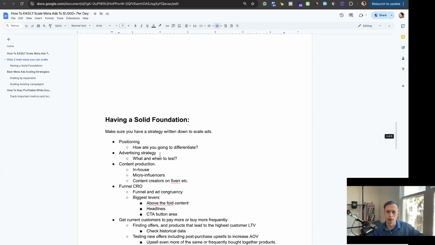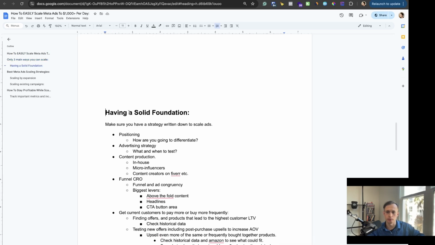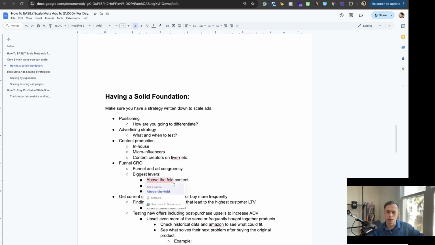So let's go to the next thing, which is having a solid foundation. That's what we just talked about, but we're going to dive into this a bit deeper. First, you want to make sure you have a solid strategy written down to scale your ads, and solid just business strategy, right? So things like positioning, right? How are you going to differentiate against all the other players in your market?